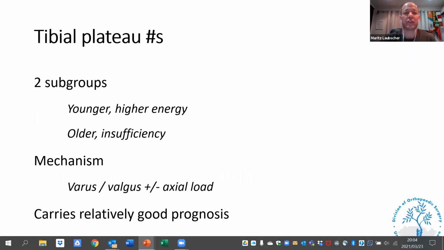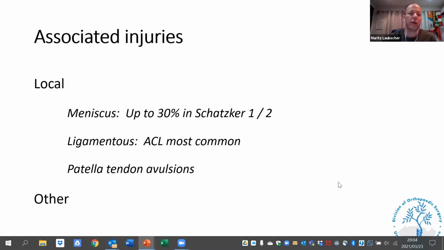So tibial plateau fractures really have got two subgroups. It's the younger, higher energy injuries, and then the older insufficiency fractures. And the mechanism is mainly a combination of an axial load with a varus or a valgus force. And important to note here that it carries a relatively good prognosis when it comes to intra-articular fractures. And we'll talk more about that later on.